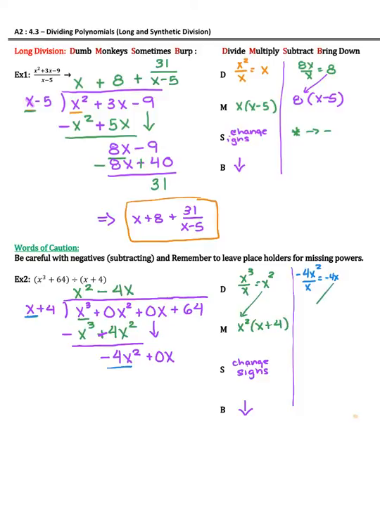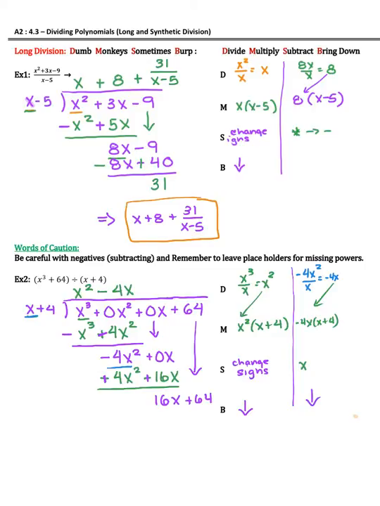So we can now multiply negative 4x times x plus 4. That'll always give you the same initial term if you do it right, negative 4x squared, and then minus 16x. So now we want to change our signs. So that means this is going to go positive, this is going to go positive. So the first terms go away. And I have a positive 16x, and I bring down my 64.